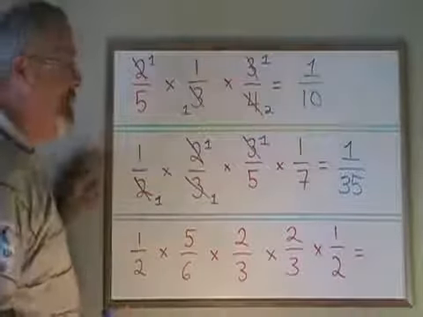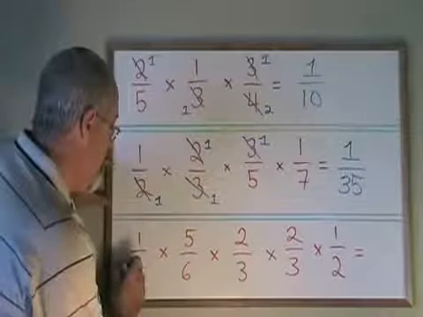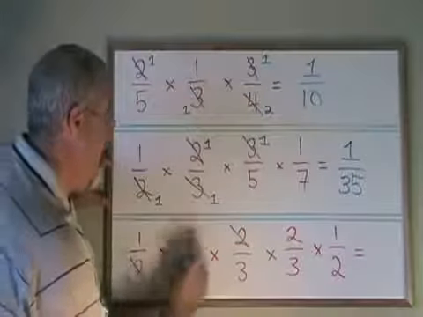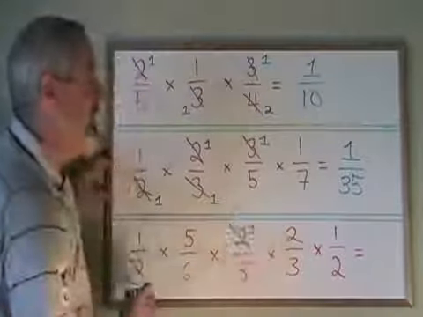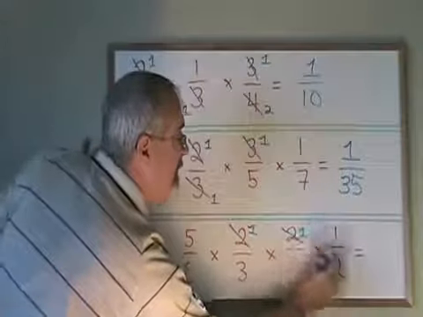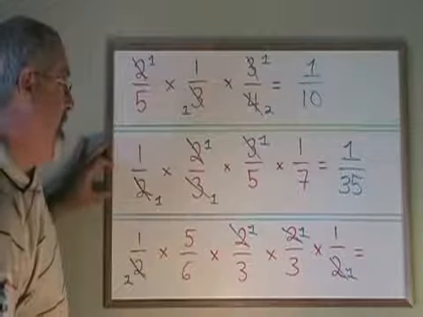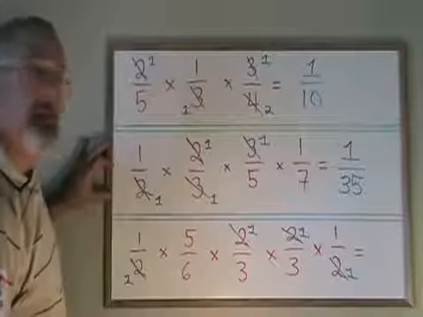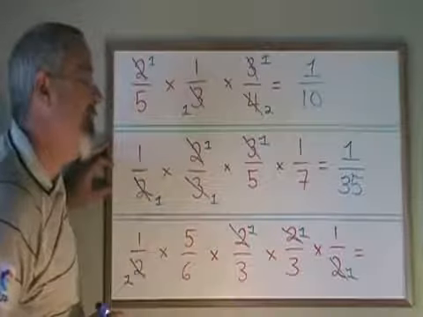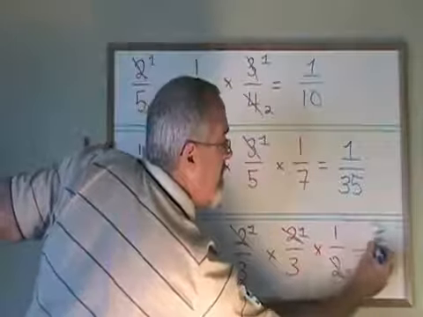The last example has 5 fractions. I see a 2 on the bottom, which I can cancel with a 2 on the top, and those leave 1's. I see another 2 on the bottom and another 2 on the top. They can be cancelled as well, leaving 1's. Now I no longer see any cancelling opportunities, so my numerators say 1 times 5 times 1 times 1 times 1, which all equals 5.